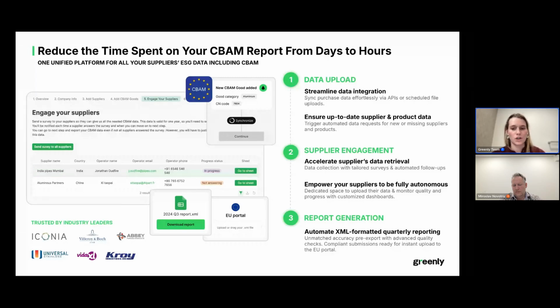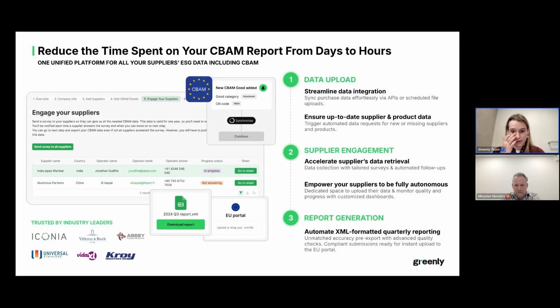This way we ensure supplier autonomy with a dedicated space where they can upload data, track progress, and monitor quality. And we can improve response rates by simplifying the process and reducing back and forth communication with your supplier. The idea here is really to make the most of this platform and to make sure that we put in the effort to show the European Commission I did everything I could, really put in the effort and manage my compliance.